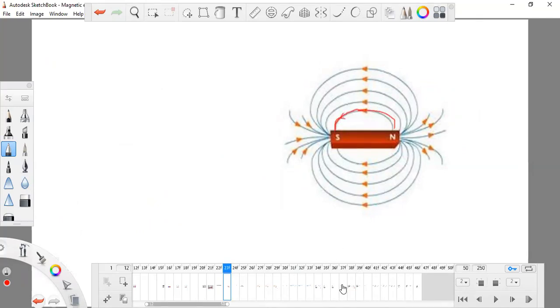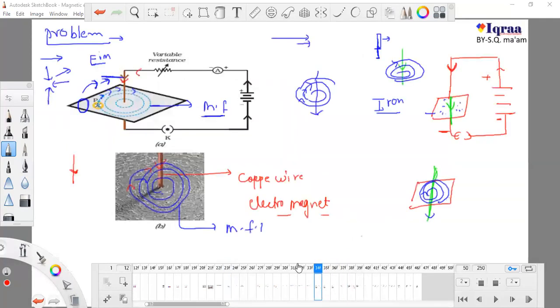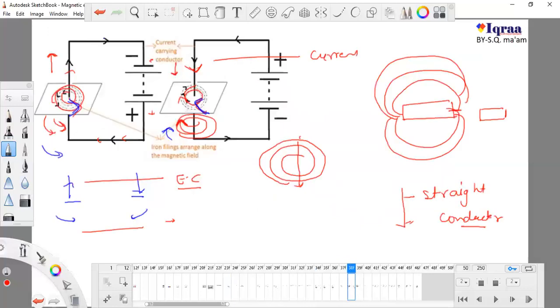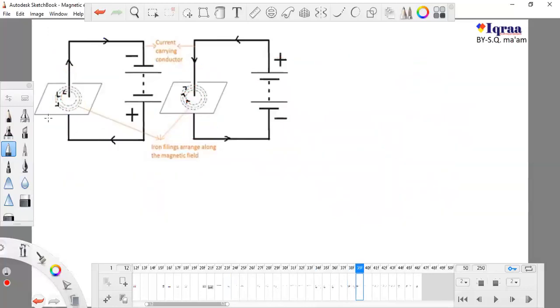So these are the magnetic field lines of a bar magnet, and in this case we are going to study straight conductors. These are straight conductors. Now there are two things: the direction is like here, and in this case the direction is like here, because the path of current is totally different. That's why they have different directions.